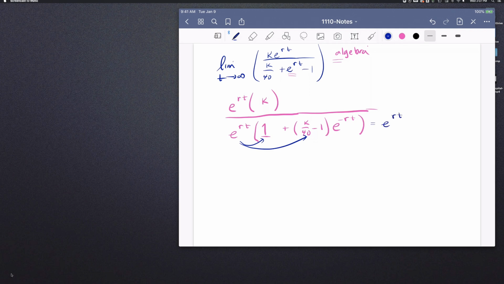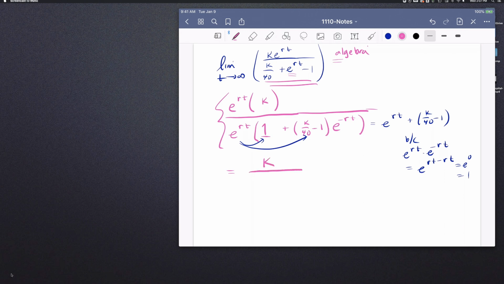e to the rt times e to the negative rt is just the constant, right? Because when you multiply e to the rt by e to the negative rt, you add the exponents, which gives e to the 0, which is 1. So the interesting thing about this problem is that just by doing a little bit of algebra, we can see that this function we were asked to compute the limit of is equal to k divided by 1 plus (k over 40 minus 1) e to the negative rt. So that is the function we were asked to compute the limit of.